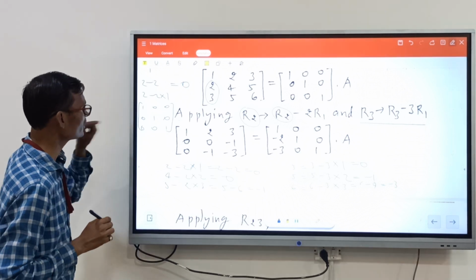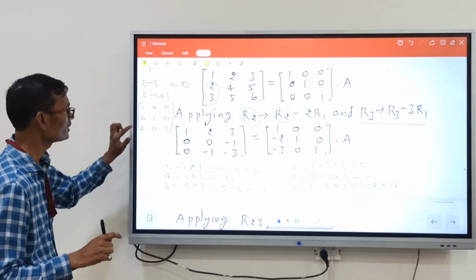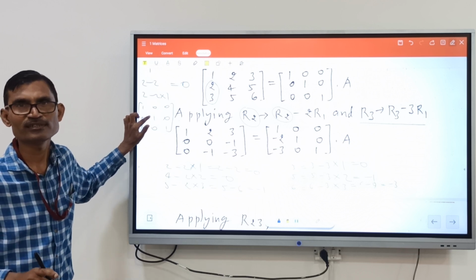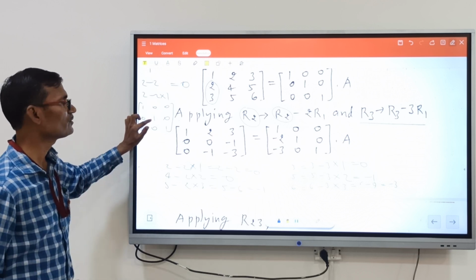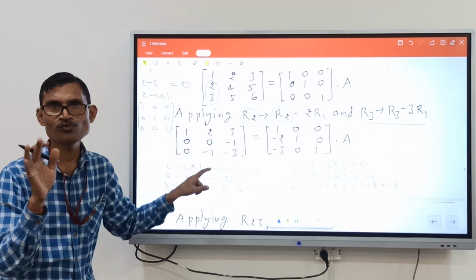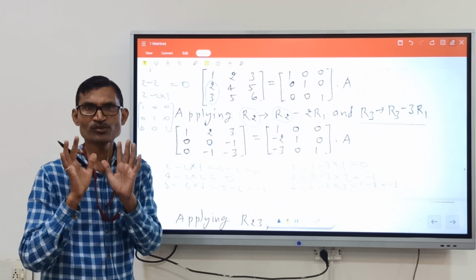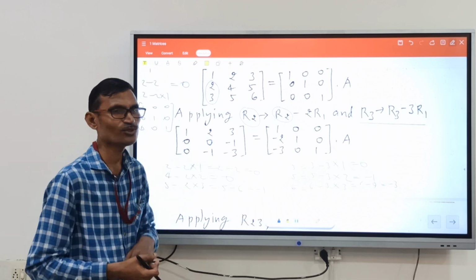So we have made the first column 1 0 0. Now the next target is the second diagonal element. In the same way, we will make it 1. You can see here that in this place there is no 1. This is 0. So what we have to do? We have to make this 0 1.